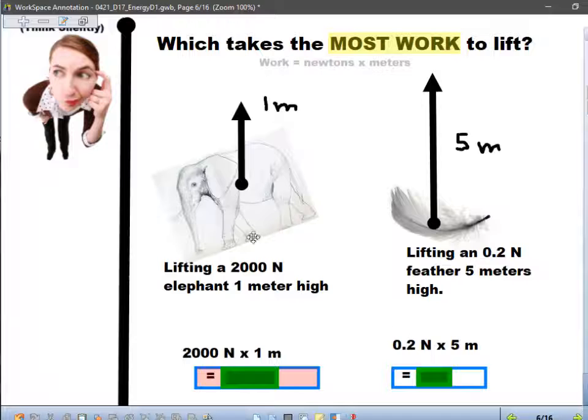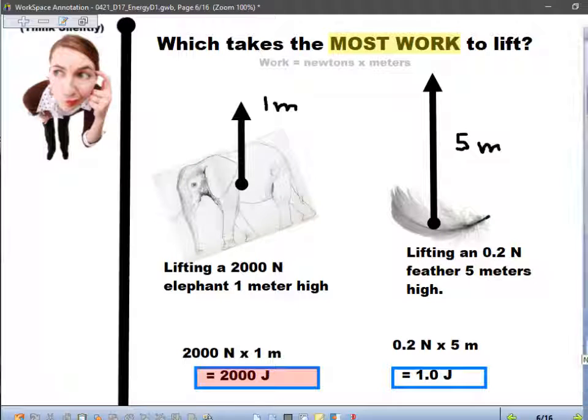So first you have to figure out the amount of work done, right? So to lift the elephant, 2,000 newtons 1 meter high is going to be 2,000 times 1 meter, which is going to be 2,000 joules. All right, and to lift the feather is going to be newtons times meters, 0.2 newtons times 5 meters, and that ends up being 1 joule. So the elephant takes way more work to lift than the feather, and that kind of makes sense.